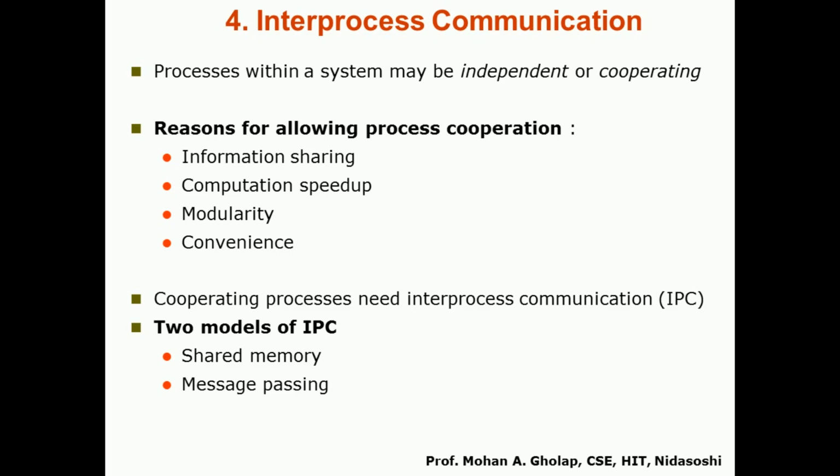The fourth one is convenience. Convenience means that for individuals also, whenever the user is working, instead of a single task, if we have a number of tasks executing at the same time, that is a very convenient way of executing a particular task.